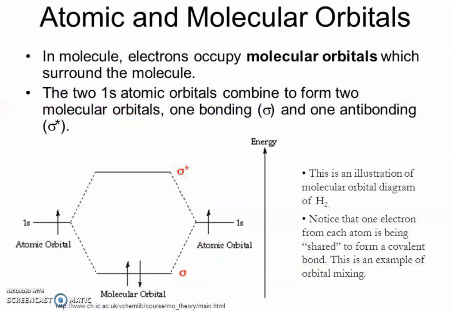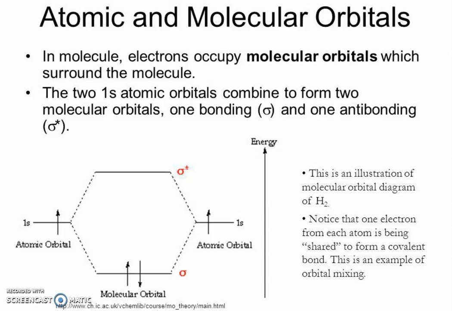So, atomic and molecular orbitals. In molecules, electrons occupy molecular orbitals which surround the molecule. The two 1s atomic orbitals combine to form two molecular orbitals, one sigma and one antibonding sigma star. So the atomic orbitals you can see here combine and form molecular orbitals. One is sigma, another one is sigma star.